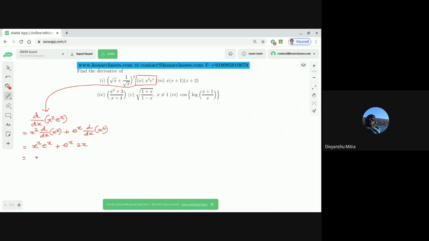Exactly. So if we take x e power x common, then x plus 2.